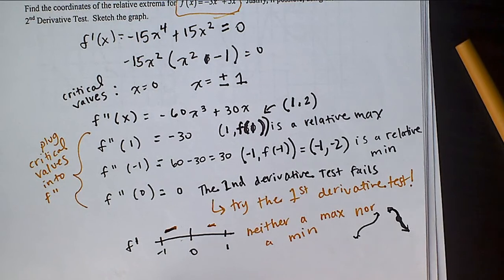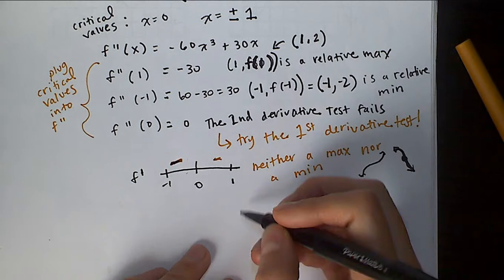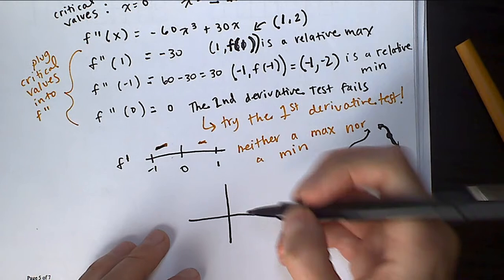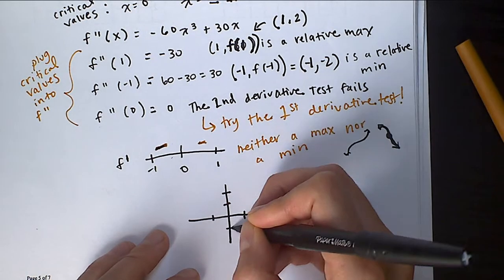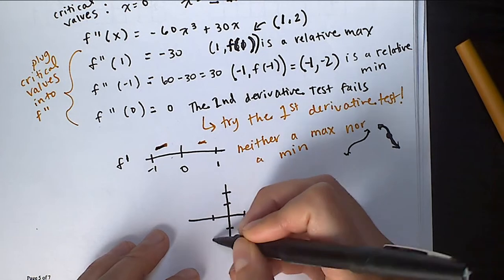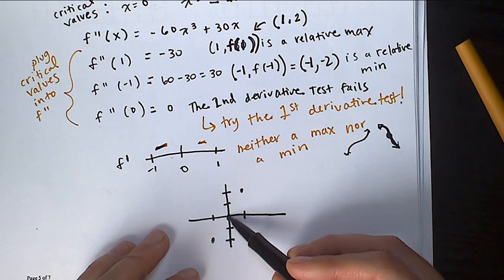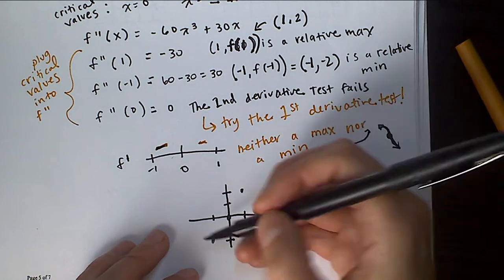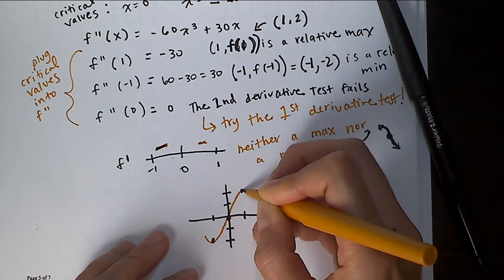If we were to try to sketch this thing, we have these 2 different points that we could graph on here real quick. We have a relative max at (1, 2) and a min at (-1, -2). And here at (0, 0), we're going to have kind of a turning point. So this graph probably looks something like this. This is a cubic.